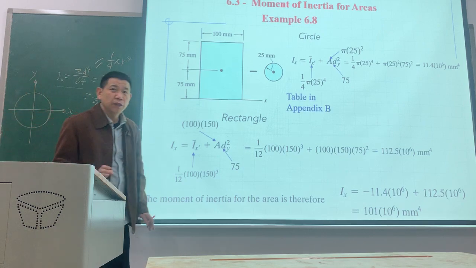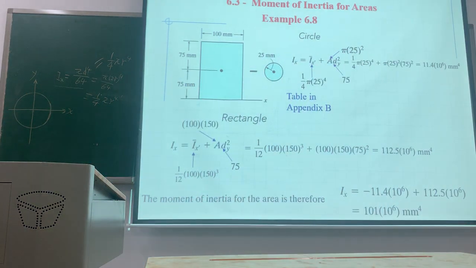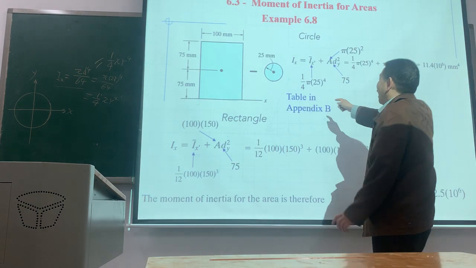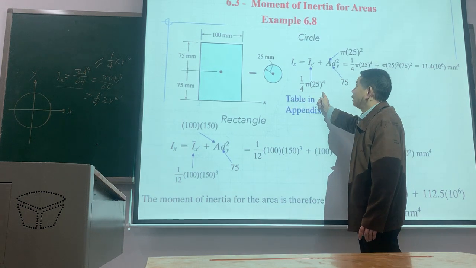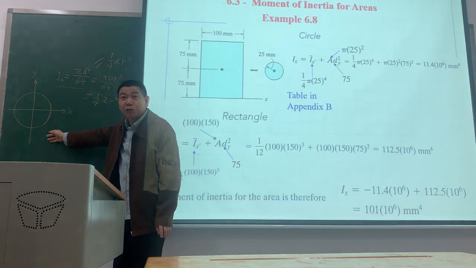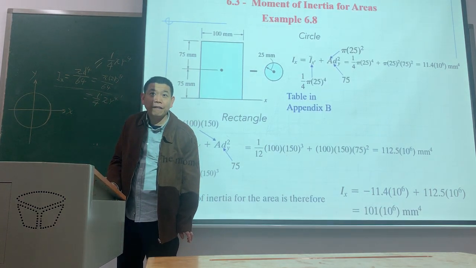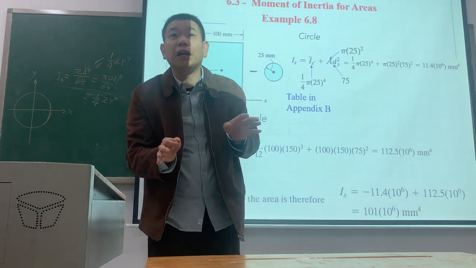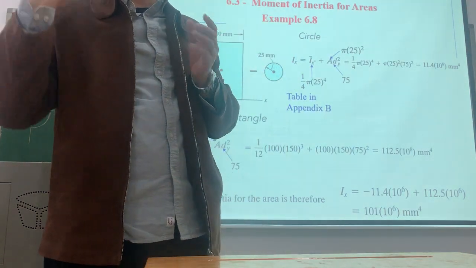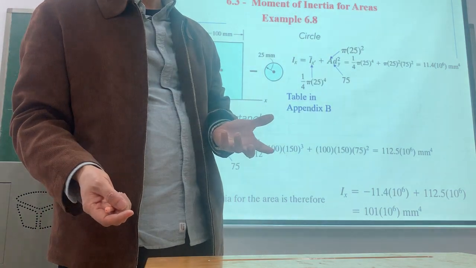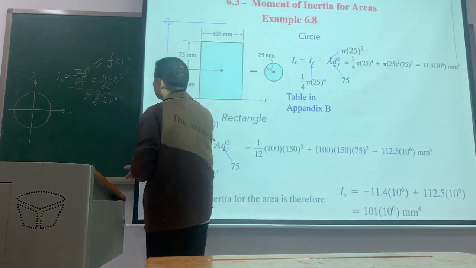Just I want to know the 1/4 pi. Yeah, how do you get this? You don't know. I introduced it here. I asked you to remember it. I didn't prove it. You want me to? We just memorize it, right? Yeah, just memorize it. So Ix equals pi d to the fourth over 64.